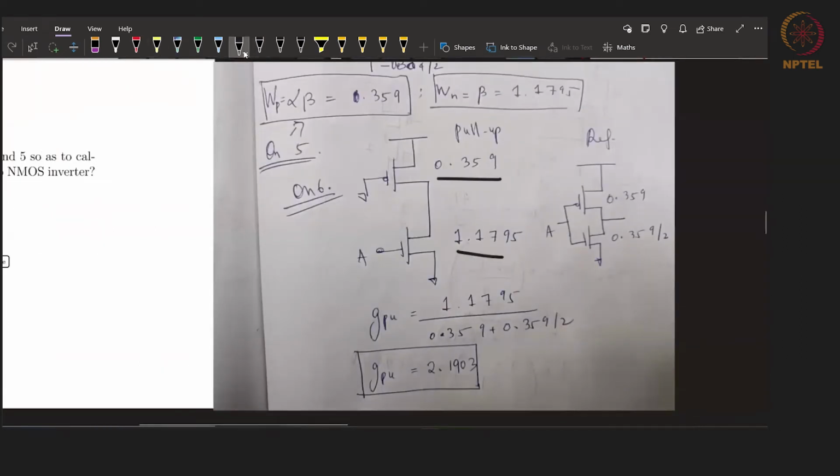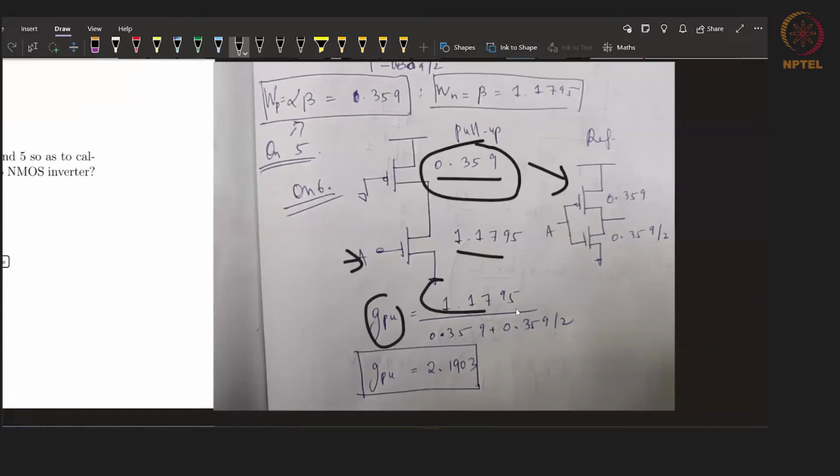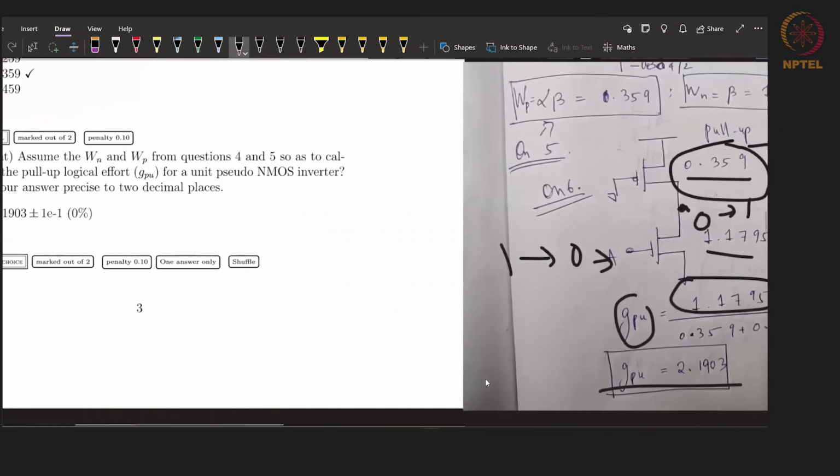Now the pull-up logical effort will be dependent on the reference inverter whose sizing for the pull-up is that of this, right? This is the sizing because that's what will help you pull up, and the sizing of the capacitance of the input which is connected to A is always fixed at 1.1795, but the reference inverter must be in with respect to the pull up that is being used, right? Because you are supposed to transition from 1 to 0 for the output to transition from 0 to 1. Therefore, in such a way, the GPU is 2.1903.